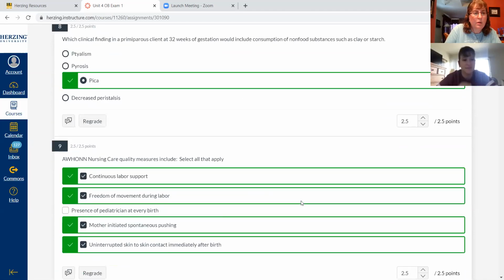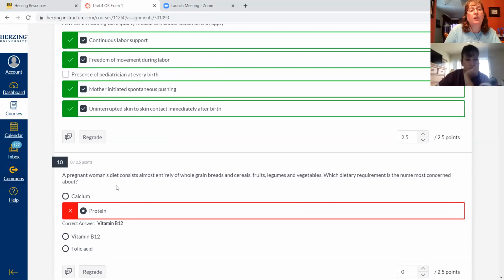All right, so you got the pica. Okay, here's this one. A pregnant woman's diet consists almost entirely of whole grain breads, cereals, fruits, legumes, and vegetables. So she's not having hardly any protein whatsoever. Which dietary requirement is the nurse most concerned about? It's going to be vitamin B12. So someone with vitamin B12 deficiency needs all of that. So she has vitamin B12 deficiency. Yes. Okay, because she's not eating protein, she's going to be deficient in vitamin B12. Got it.